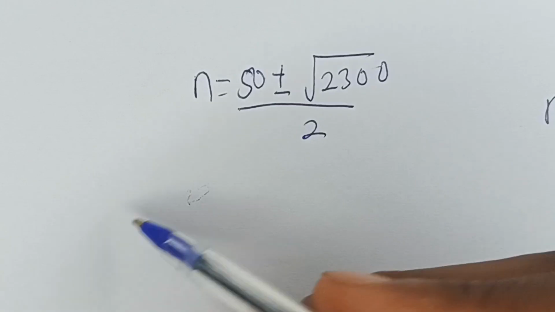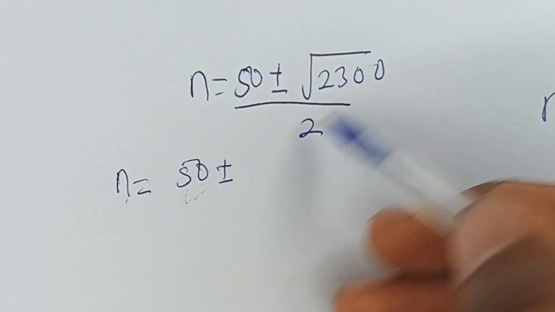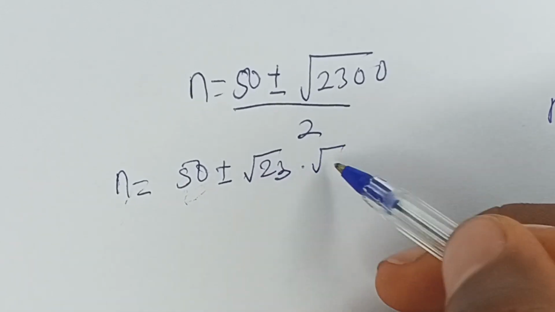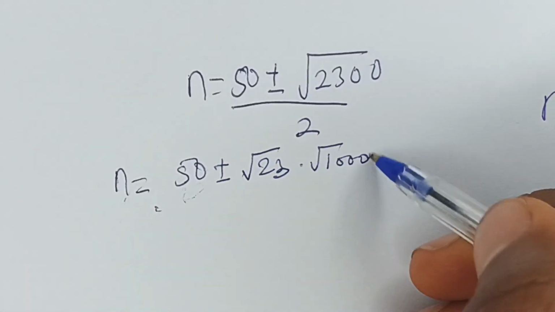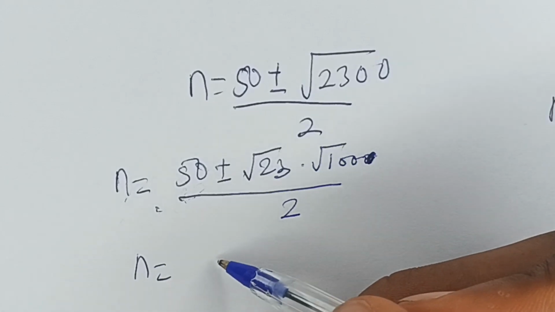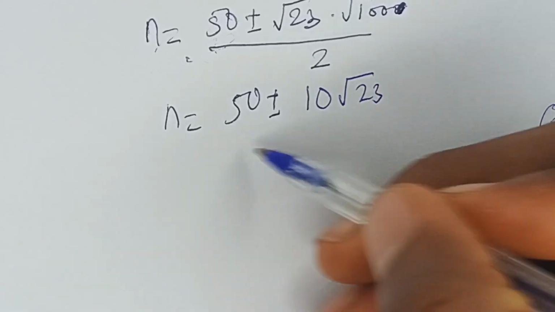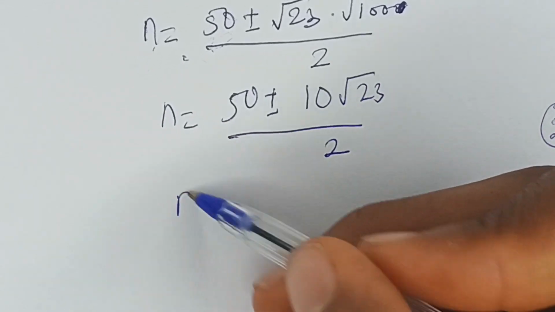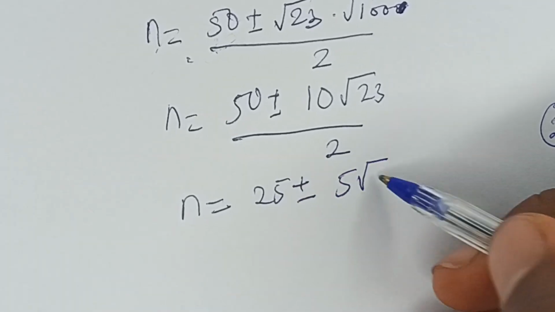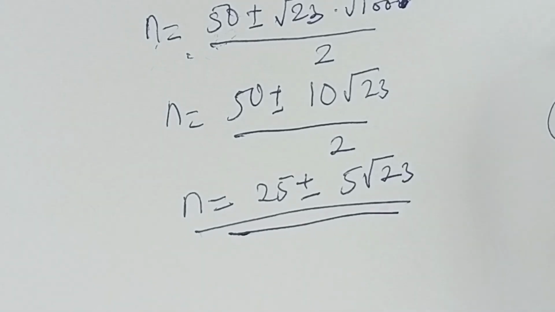So moving on from here, we now have that n will become equal to 50 plus or minus square root of 2300, which can be expressed as square root of 23 times square root of 100. Sorry, 100, not 1000, all over 2. So n becomes equal to 50 plus or minus 10 root 23 all over 2, which can be expressed as 25 plus or minus 5 root 23. So this becomes the two answers for n.